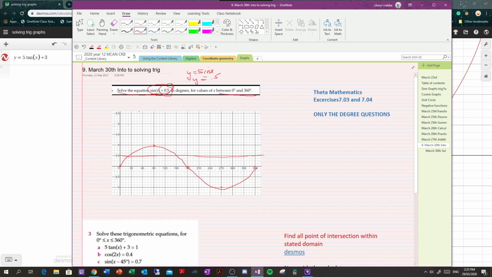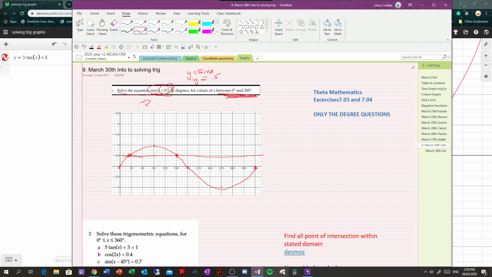Now, we have a domain. We talked about domain. That's all your possible restrictions on your x values. They want the graph to go from 0 to 360 only. We know that the sine graphs go forever, but we only want it between 0 and 360, and then we want to know where these graphs intersect. And they intersect twice. They intersect at 30 and 0.5 and 150 and 0.5. So that's the solution to this particular equation, where they intersect.